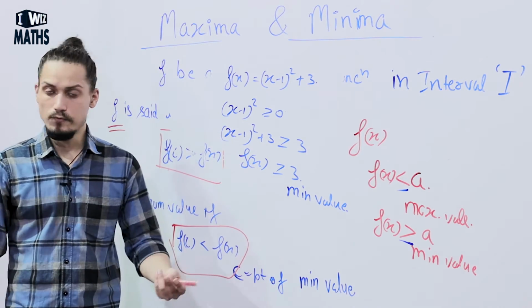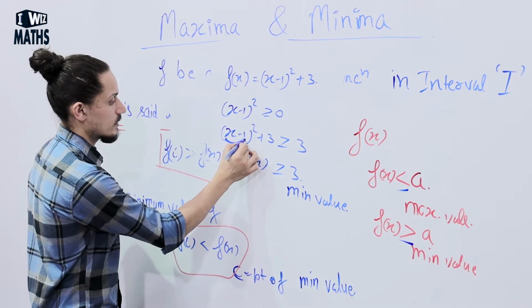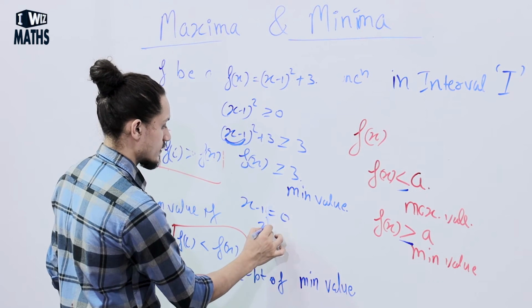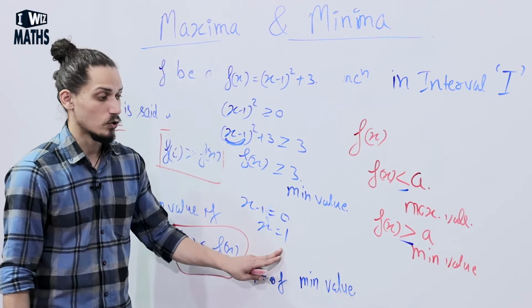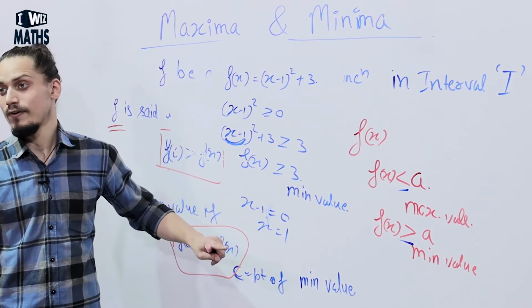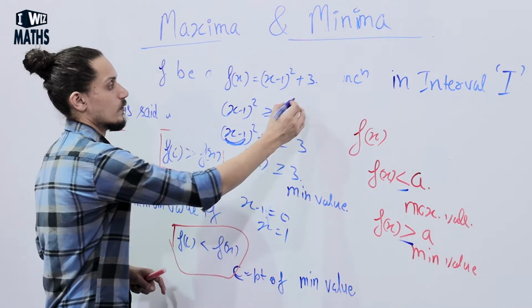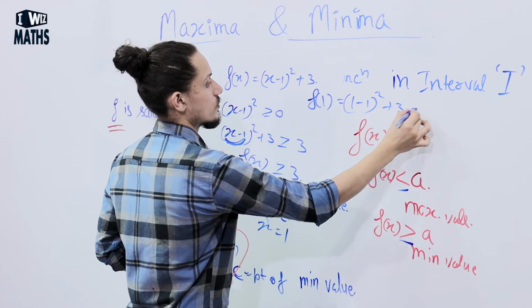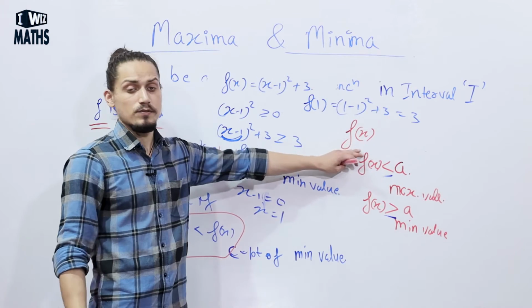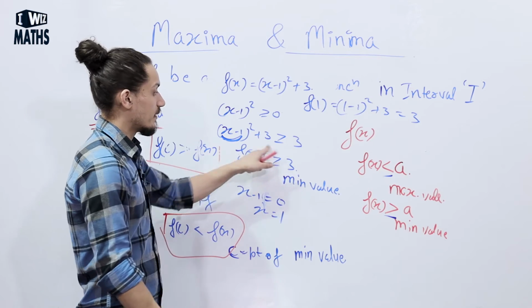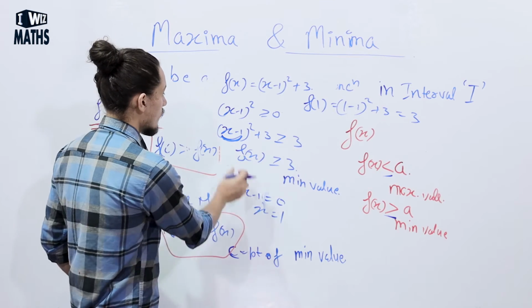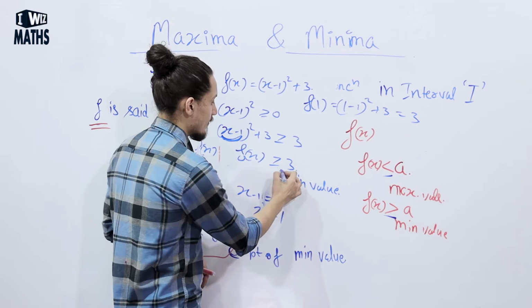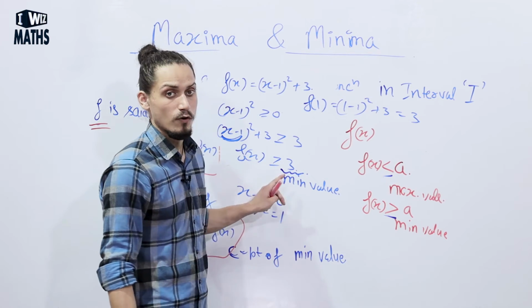Where would it have a minimum value? For that we have to put this value equal to 0. So x minus 1 is equal to 0, which implies x is equal to 1. So at x equal to 1, this function will have the minimum value, and the minimum value will be equal to f of 1, which is (1 minus 1) square plus 3, which is equal to 3. So the final result, the minimum value we got, is 3. You can also deduce it from here as a shortcut: if the value of f of x is greater than some number, then it has a minimum value and that number will be called the minimum value of this function.